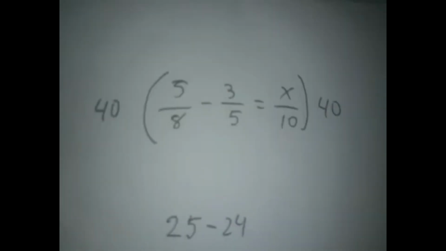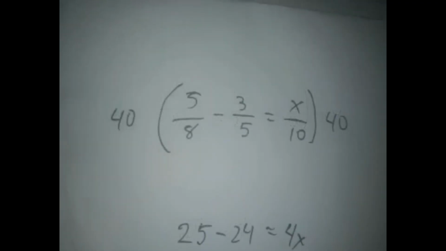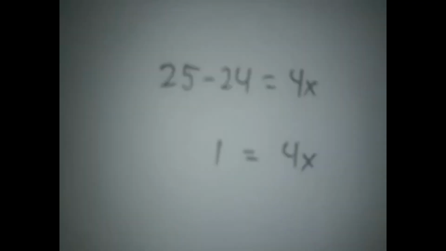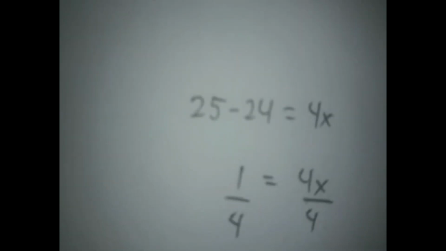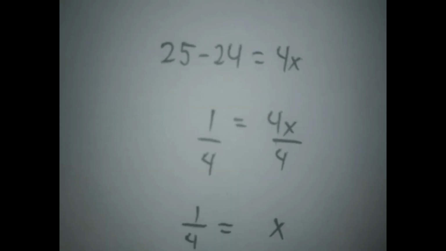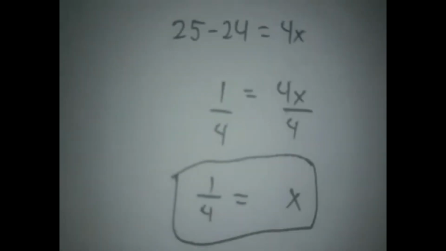And the last one, 40 divided by 10 is 4. 4 times x, that's 4x. 25 minus 24 is 1. And let's copy down the 4x. So, dividing both sides by 4, x is equal to 1/4, so that's the answer.